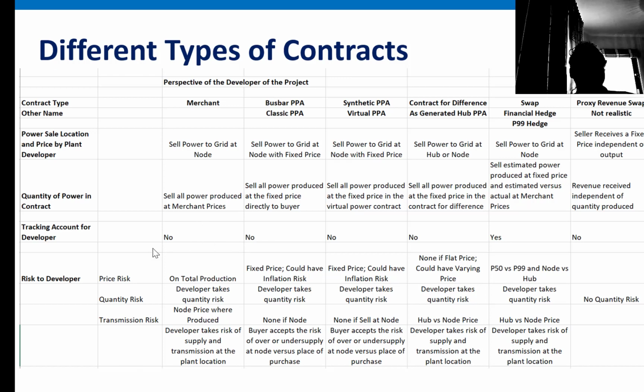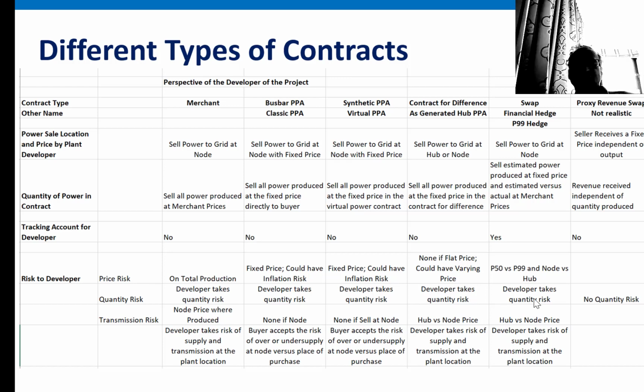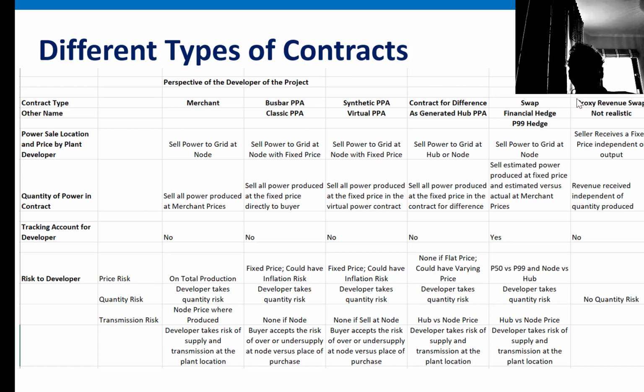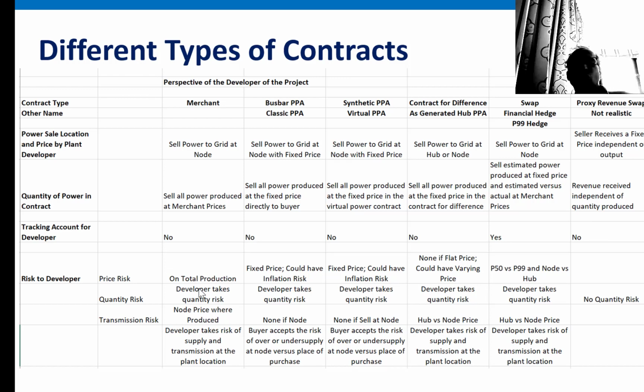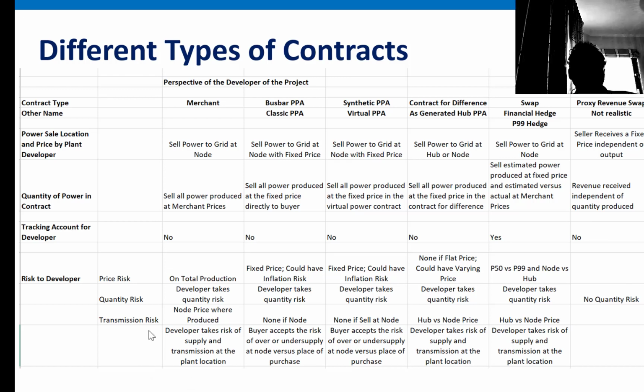We'll talk about a tracking account in a minute. So like everything here, well, the price risk, you take full price risk. Quantity risk, if the wind is not producing, you don't get paid. If it does, you do. That's for all the cases except this crazy last one that I didn't introduce in the last one called a proxy revenue swap. I don't even know why this would even occur. Transmission risk we just talked about, and we'll talk more.